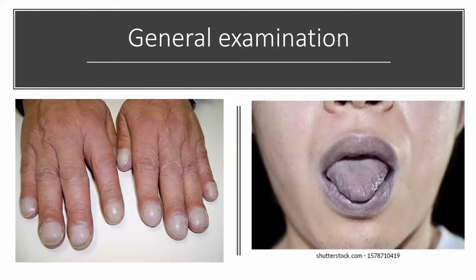Now, general examination. As we see, there is cyanosis in the tongue, in the lips, in the fingers, and there is clubbing. Cyanosis and clubbing are always features of any cyanotic congenital heart disease, and it's a central cyanosis. So the whole body is cyanosed. You're just seeing it where the capillaries are visible, that's why you're seeing it in the tongue and the nails. So the mechanism of cyanosis is central, and that is how we get cyanosis in all areas in a tetralogy of Fallot.